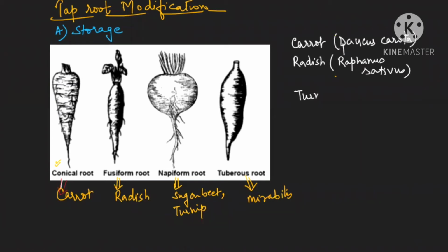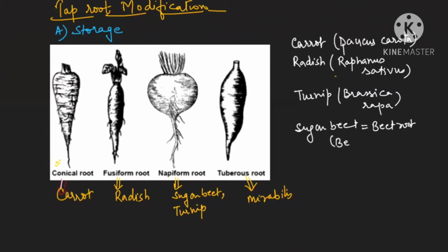Turnip is your Brassica rapa. The scientific name, slowly, will help you to understand the entire plant kingdom, morphology, everything. Okay. And beetroot means sugar beet. Sugar beet, which is also known as beetroot. Biological name is Beta vulgaris.